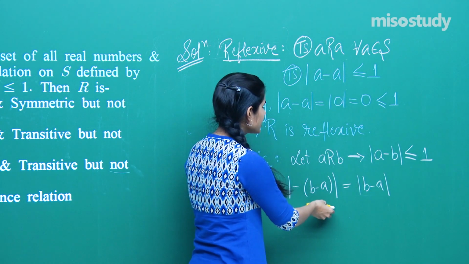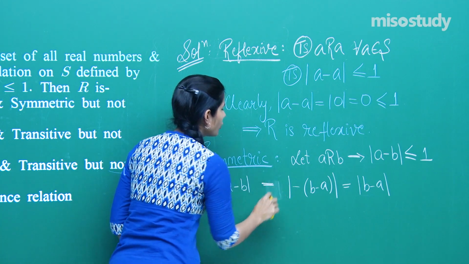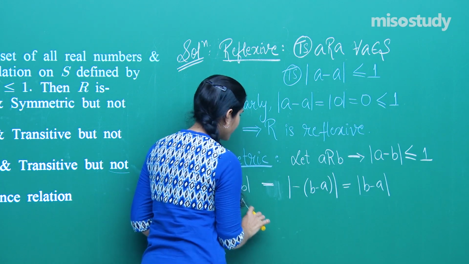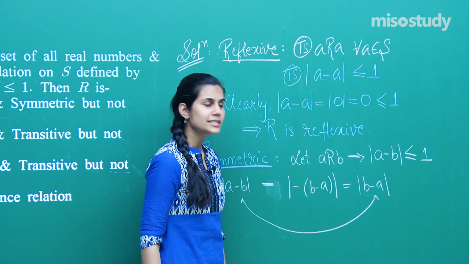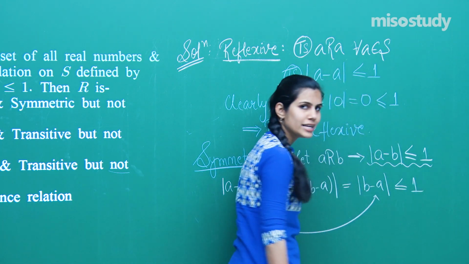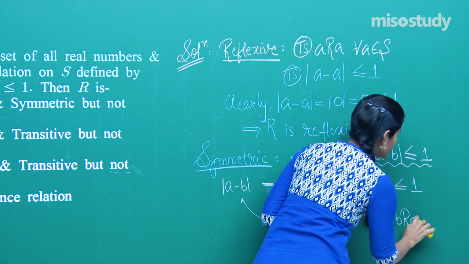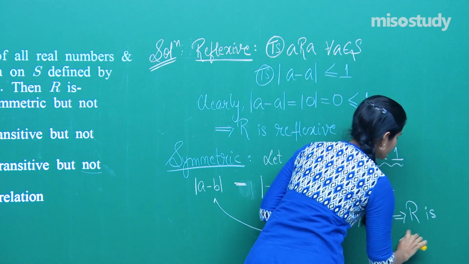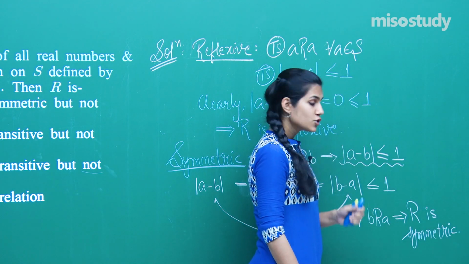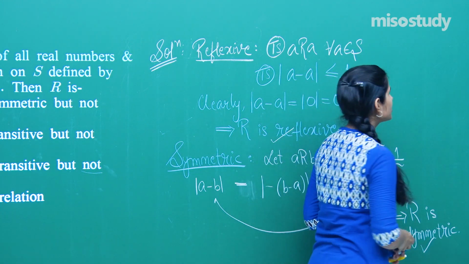And therefore, because mod of A minus B was only written like this, which is nothing but mod of B minus A, you have mod of A minus B equal to mod of B minus A. And because mod of A minus B is less than or equal to 1, you have mod of B minus A is also less than or equal to 1, which implies if A is related to B, B is related to A, which implies R is symmetric. So yes, R is definitely reflexive and symmetric. Let's check if it is transitive or not.